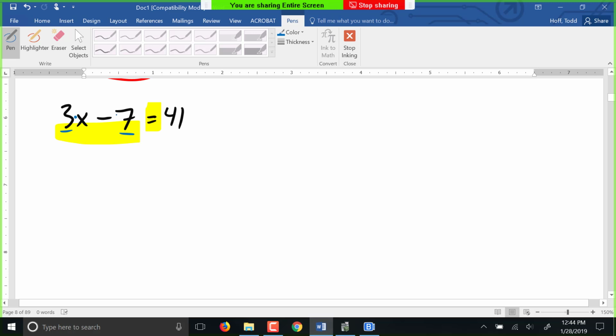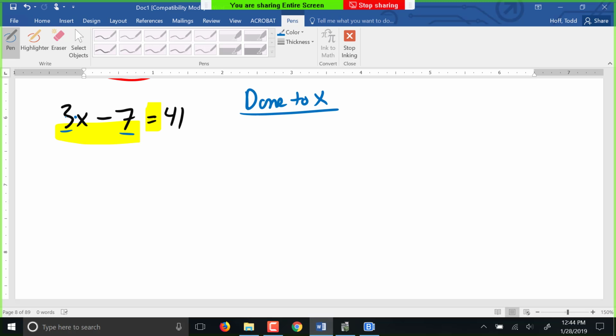Multiplication. How about the 7? Subtraction. So now we have to look at what order those were built on. X has been multiplied and it's had something subtracted from it. Order of operation says which one happened first. Do we multiply first or do we subtract first when we order of operations? We multiply. So when this equation was built, the first thing that was done to x is it was multiplied by 3. And then 7 was subtracted from it.